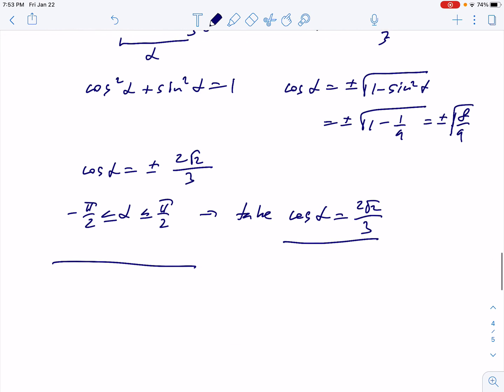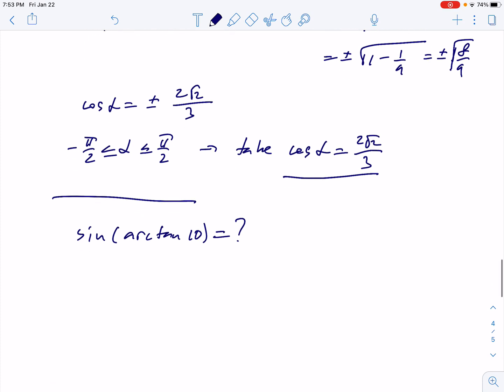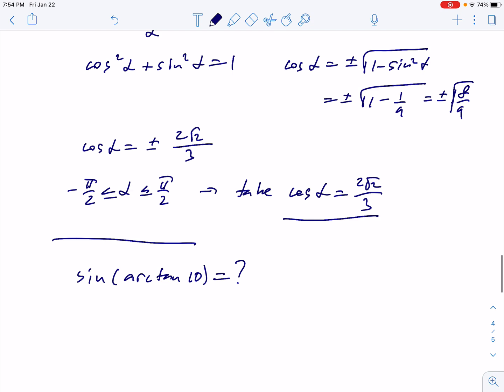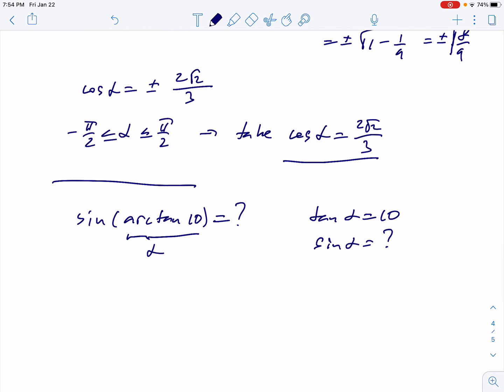Now, let's do another one. What is sine of arctangent 10? We follow the same approach. This arctangent we call alpha. So tangent alpha equals 10. Sine alpha is what? We can use a triangle, or from the tangent you can find the secant and then the sine, but the best thing will be to use the triangle.